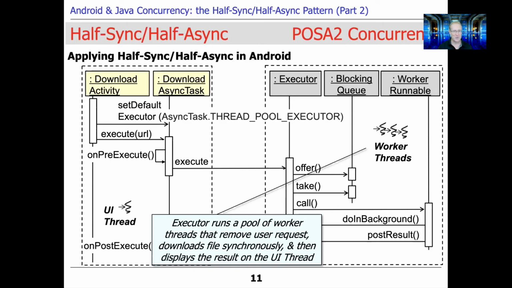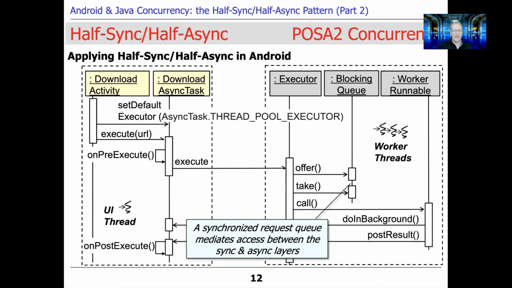So that kind of connects to what you've learned from other parts of the course. And it uses a blocking queue in order to pass the information over there. There's a synchronized request queue that we talked about that's used to mediate the interaction between the synchronous and asynchronous layers. And so when execute is called, that goes ahead and will first call onPreExecute, which runs this hook method in the user interface thread. For example, to start the dialog, the spinner, if you will, to show the progress of the download.